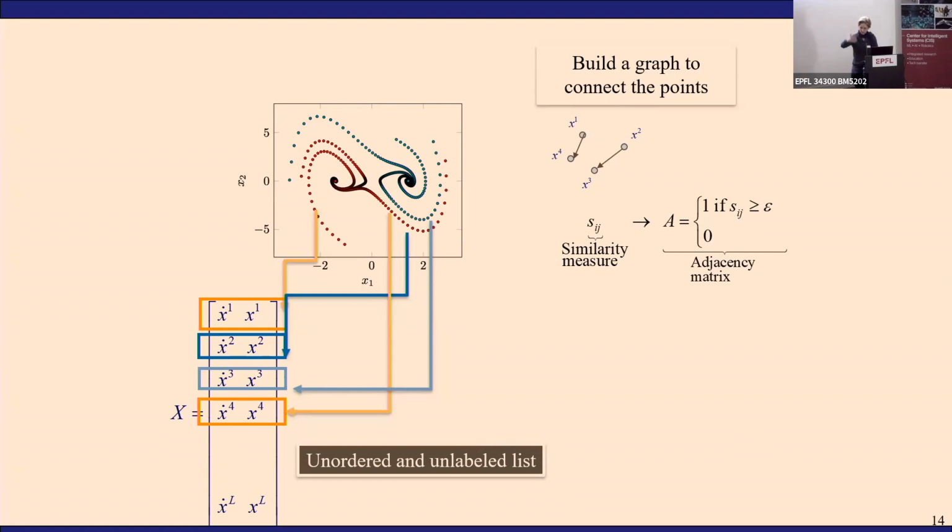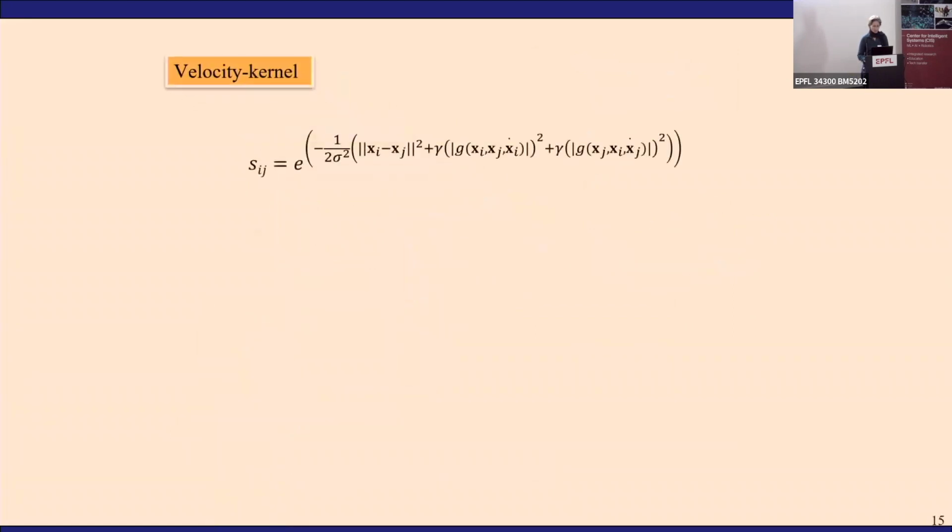So I will read the whole list of data points that I have, and then I decide if the points are adjacent or not. It's a very binary graph, very simple, 0 or 1. If the similarity matrix is bigger than a threshold, then yes, they are connected. If not, they are not connected. So once we have this, we need to look at the actual kernel that we're going to use, this similarity metric. It's a very simple one.